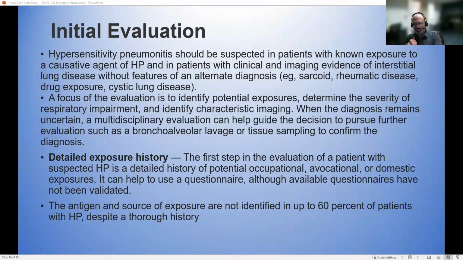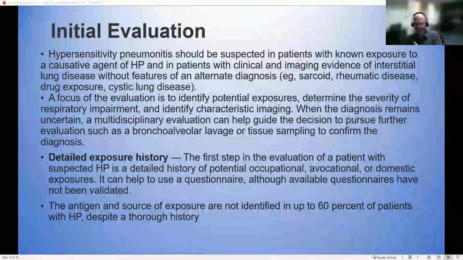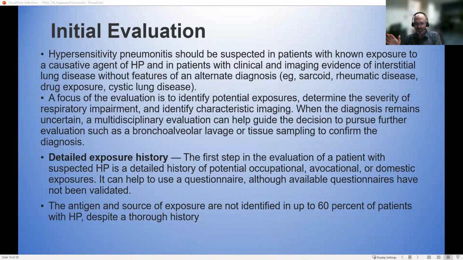Exposure history. So the first step in evaluation of a patient with suspected HP is a detailed history of potential occupational, hobbies, and domestic exposures. It can help to use a questionnaire. There's none that have been validated, but we've got some basic questions a few slides on.